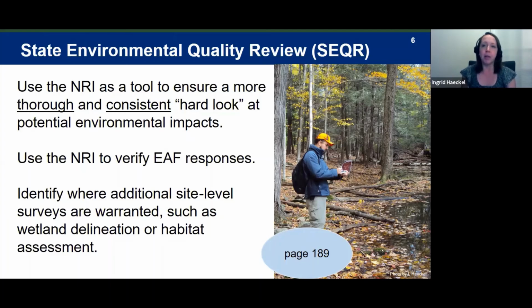This information can be used by the review agency to determine places where additional site level surveys might be warranted, such as a wetland delineation or a habitat assessment, if there's an indication of high quality habitat present or nearby.